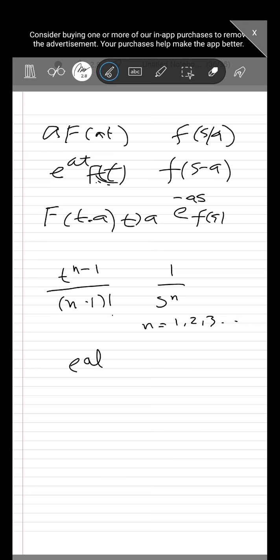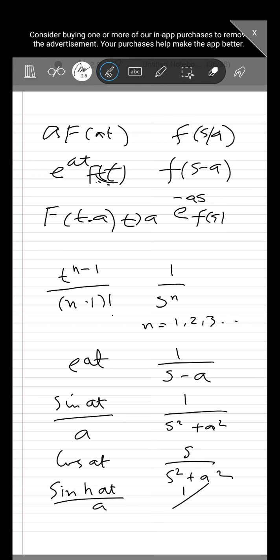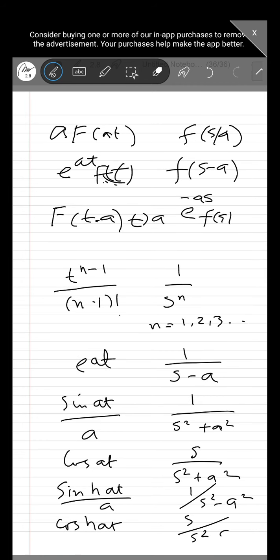e to the power at will give a Laplace transform 1 divided by s minus a. sin(at) by a will give a Laplace transform 1 divided by s square plus a square. cos(at) will give a Laplace transform s divided by s square plus a square. sinh(at) divided by a gives a transform 1 by s square minus a square, and cosh(at) will give a Laplace transform s divided by s square minus a square.